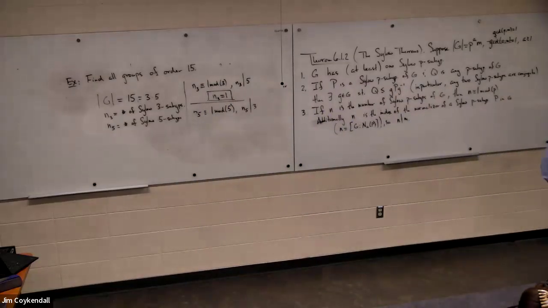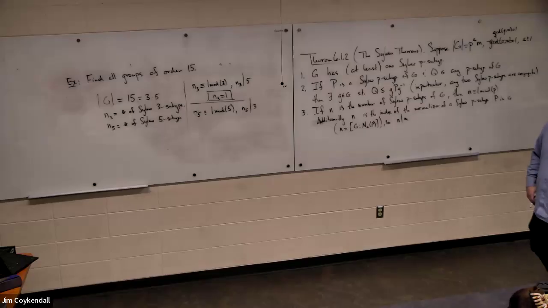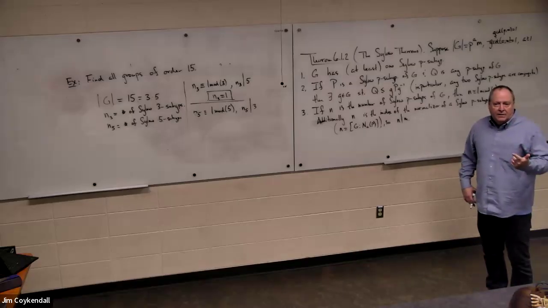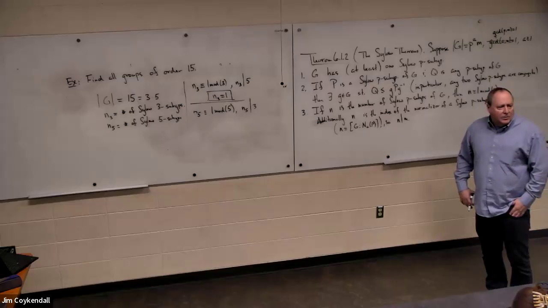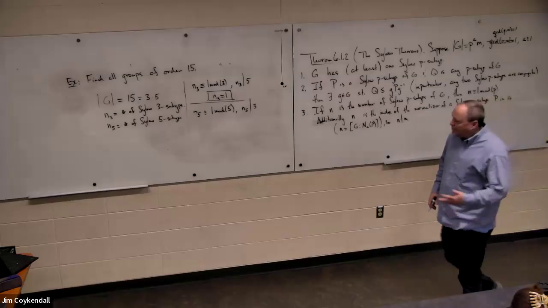Same for this. Sort of a little role reversal there. The number of Sylow 5 groups is equivalent to 1 mod 5, but it also divides 3. The only divisors of 3 are 1 and 3. And of those two, only one is equivalent to 1 mod 5. Everybody agree with that? So there's only one of these two.